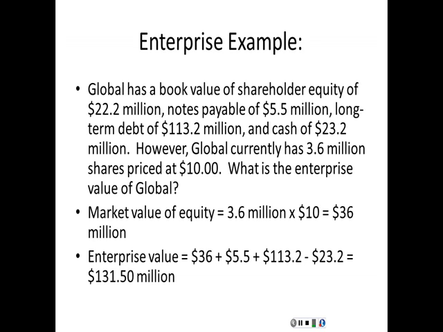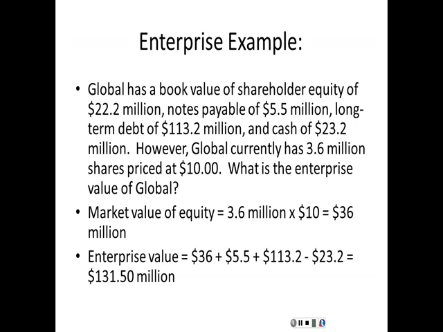All right, for example. You might want to hit pause and read through this before we work it. So if we look at Global, it gives us their shareholder equity again, the book value. It gives us the notes payable and long-term debt and cash. And we already know that they have 3.6 million shares priced at $10. What's the enterprise value? Well, we get the market value of equity at $36 million. We already did that. So we add up enterprise value. We take the value of the common stock, $36 million, plus the value of the notes payable, $5.5 million, plus the long-term debt, and we subtract the cash, and we get $131.5 million.